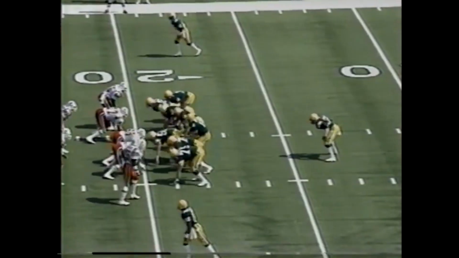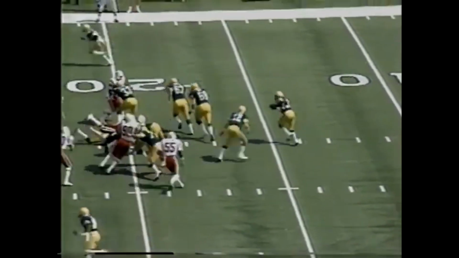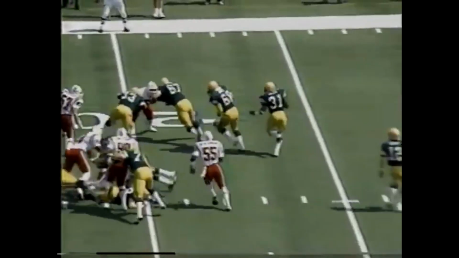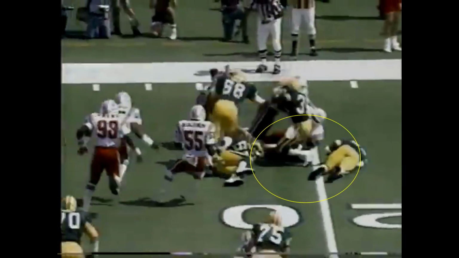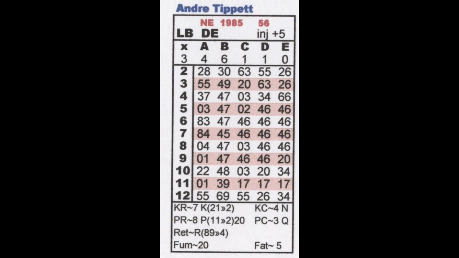So if we look at it once again slowly, we slow this down a little bit, you can see clearly that it was indeed Jesse Clark trying to make the block. He winds up down on the ground and the play is broken up. Now, the tackle was made by Andre Tippett, number 56 for New England, who I'm going to assume was playing in that defensive end position.